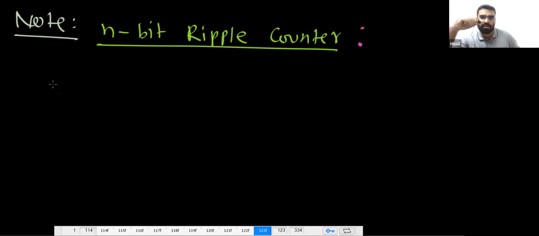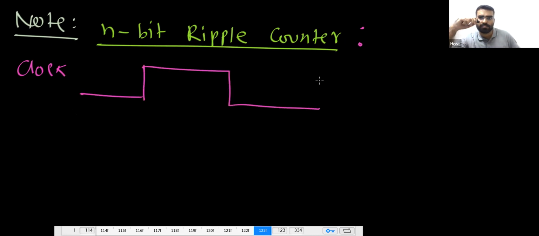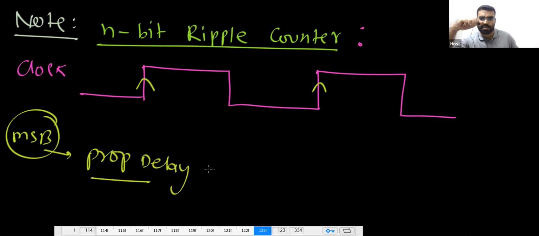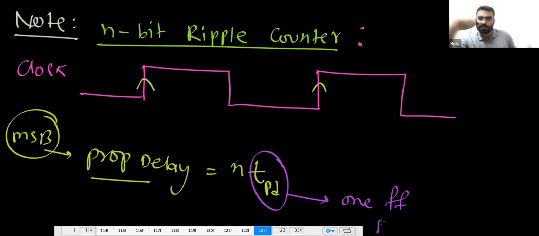If you have an n-bit ripple counter, this is your clock. Let's assume your clock is like this, and so on. What will be the propagation delay for the MSB? That will be N times TPD. Yes or no? What is TPD? This is your one flip-flop propagation delay.